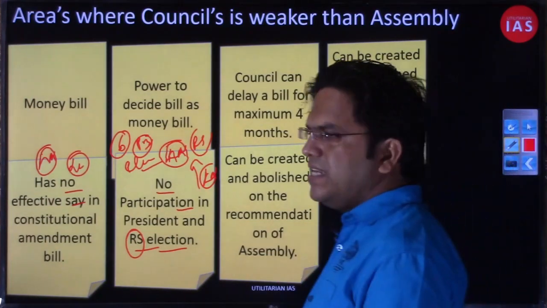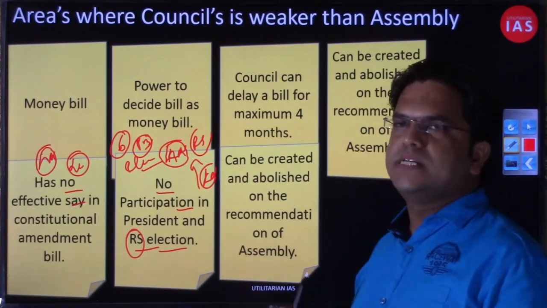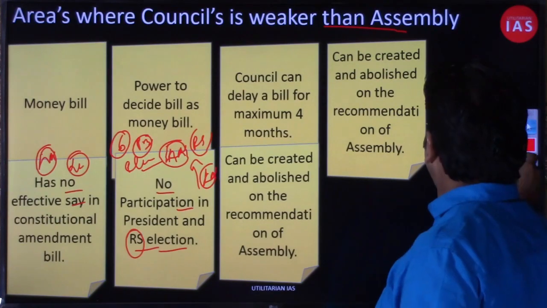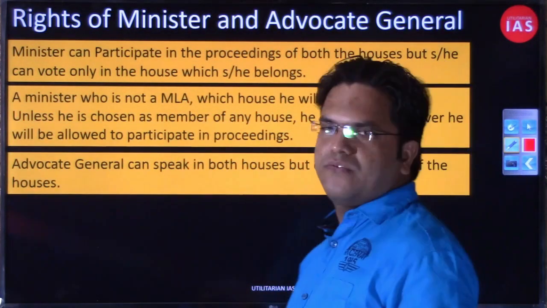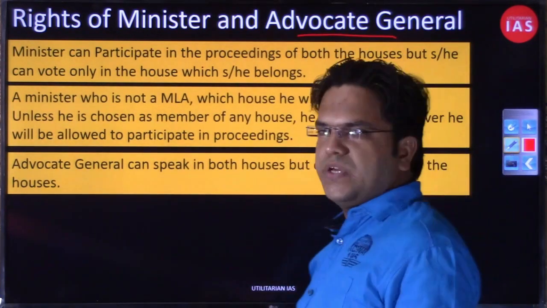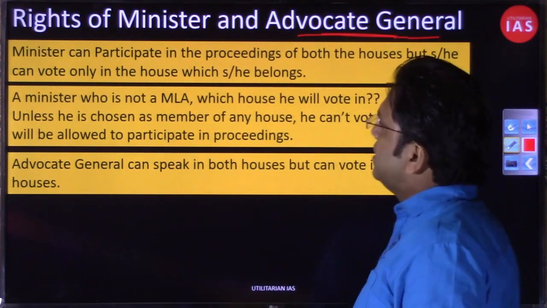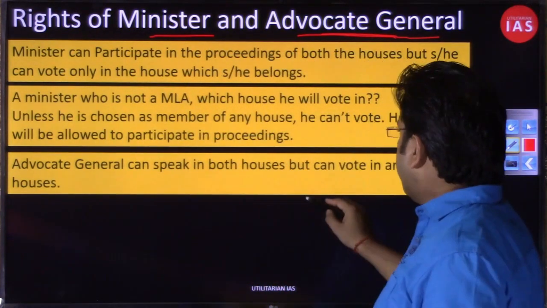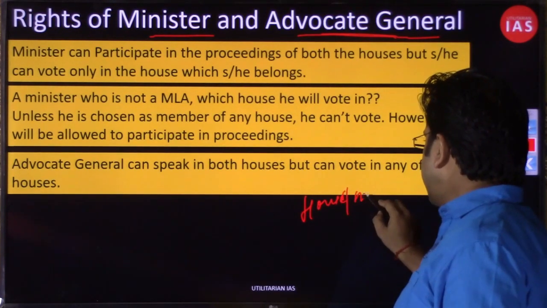So it is in these areas that the legislative council is considered weaker than the legislative assembly or the Rajya Sabha. I hope you would have understood these points. The next vertical is about the rights of ministers and the Advocate General. At the central level you have the Attorney General of India, and similarly at the state level you have the Advocate General. So what rights do ministers have in the various houses, and what rights does the Advocate General have? Let us discuss this.